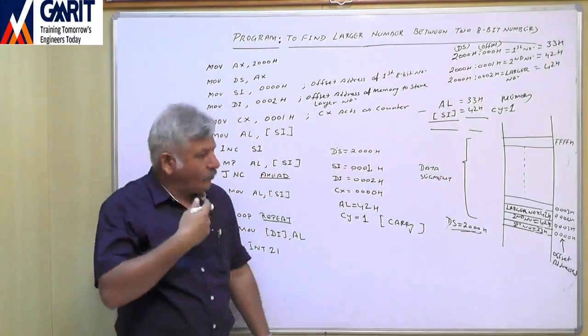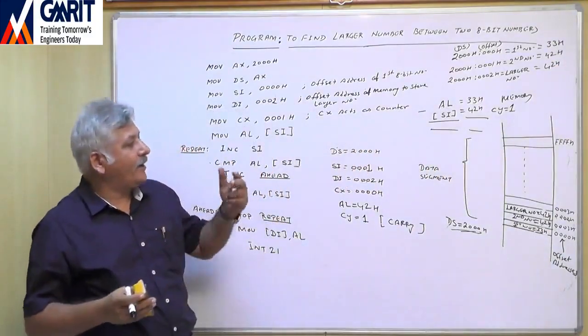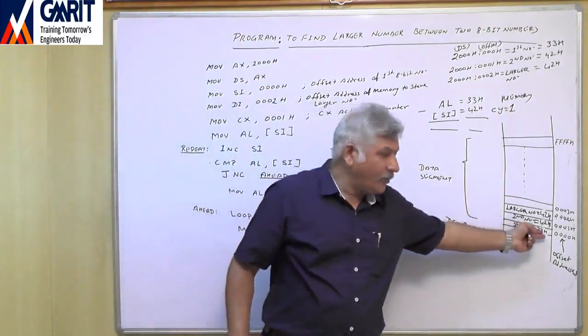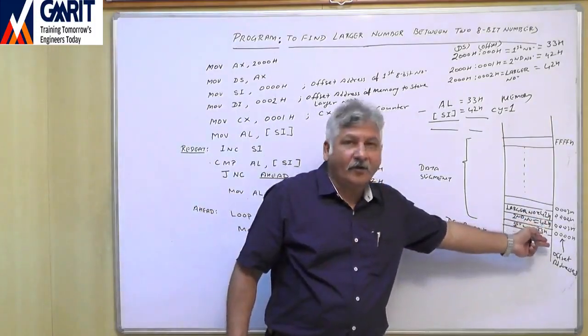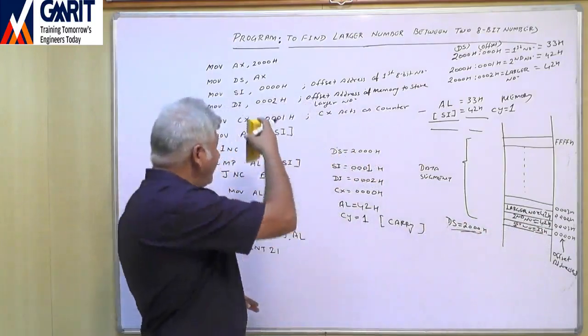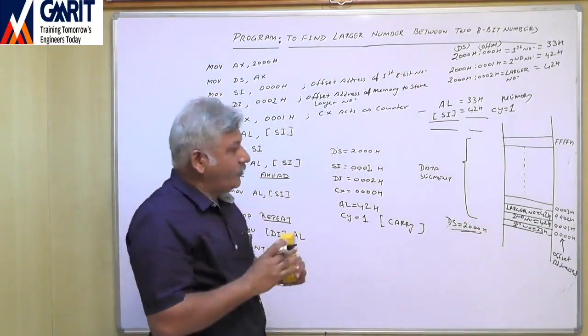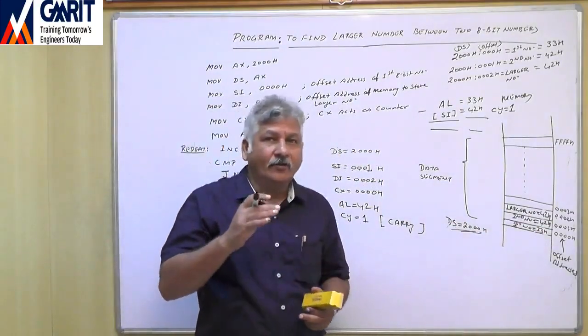So in both cases, whether the larger number is at a smaller offset or the smaller number is at a smaller offset, this program is able to find the larger number among two numbers.